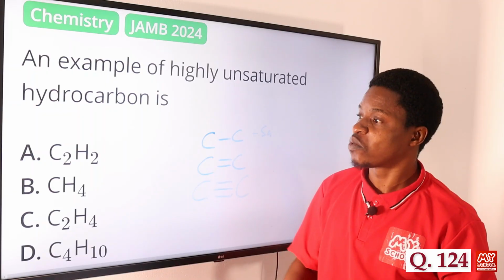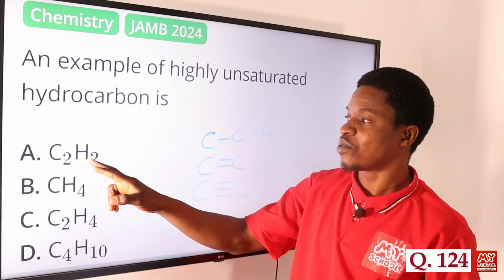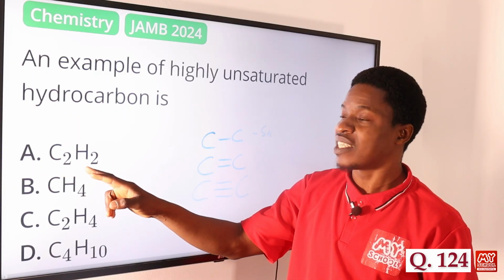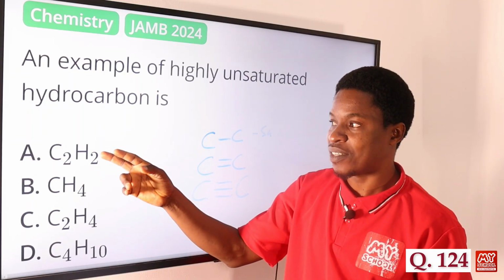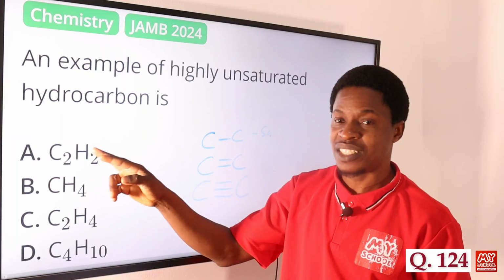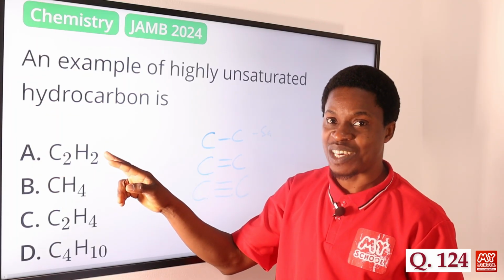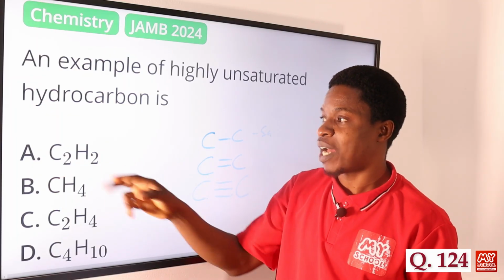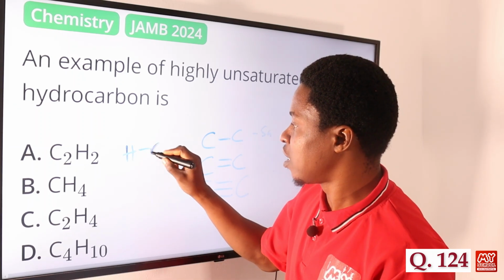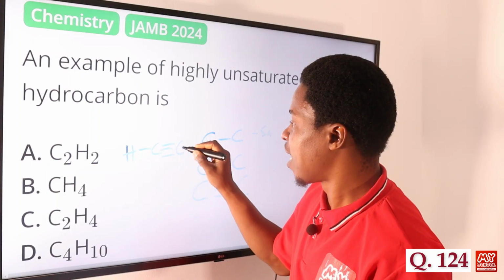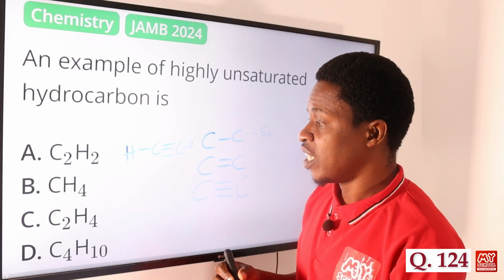So if you look at the options, we have C2H2. Okay, C2H2, that's an alkyne, of course. That's your acetylene, or that's your ethyne. That's what option A is. So this is an alkyne, which has a triple bond. We have a carbon-carbon triple bond. If you draw that, we have H, C triple bond C, and H. So there's a carbon-carbon triple bond.